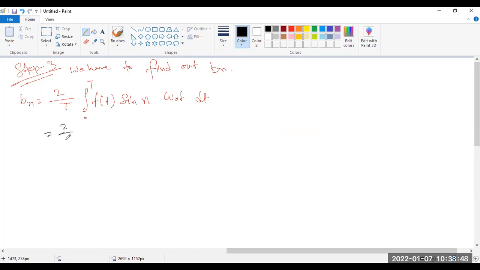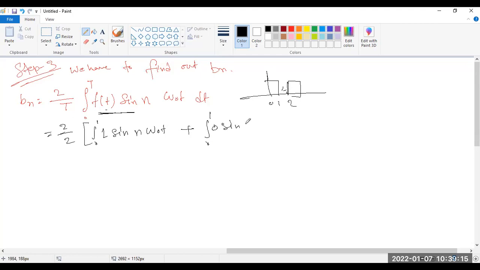So just putting this value, 2 by 2, you have to break this because your signal is just like this, 0, 1, 2. So you have to break this into 0 to 1, that is 1 sine n omega naught t, plus 1 to 2, that is 0 sine n omega naught t dt. So this was cut, and we are getting only 0 to 1 sine n omega naught t dt.